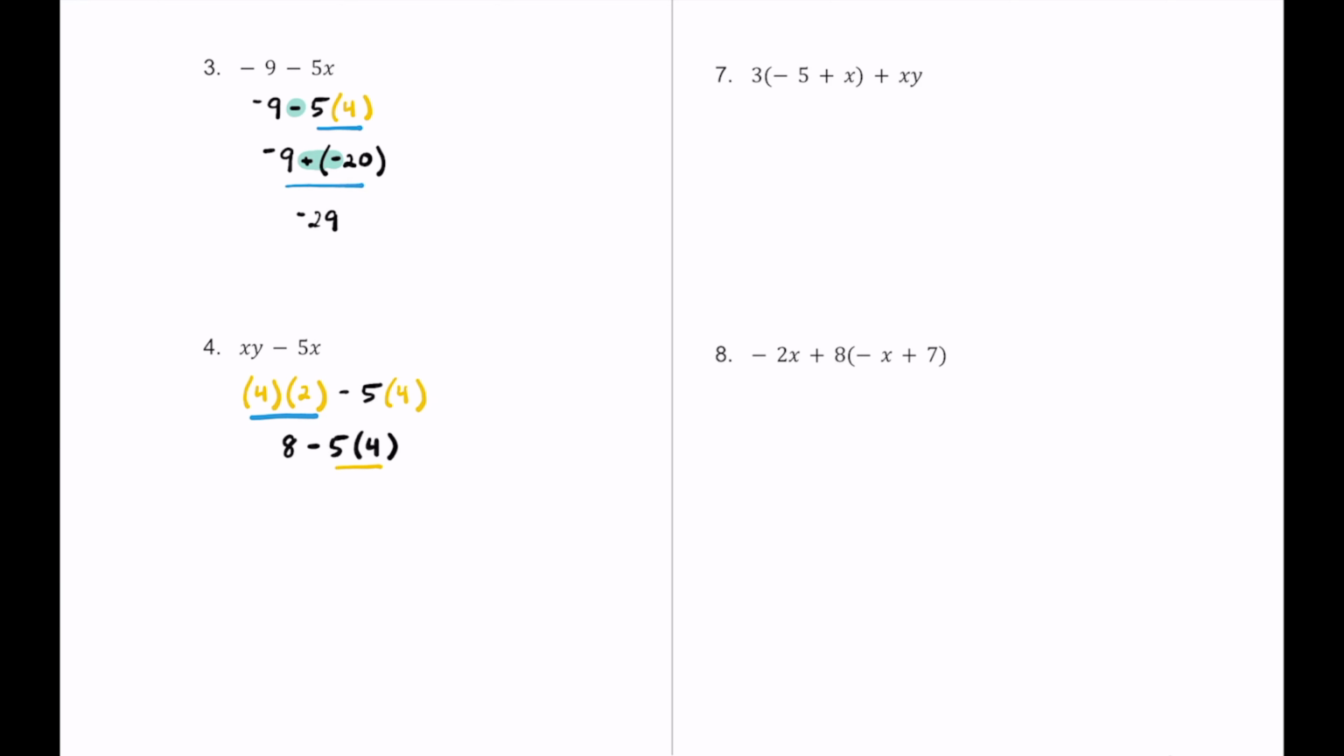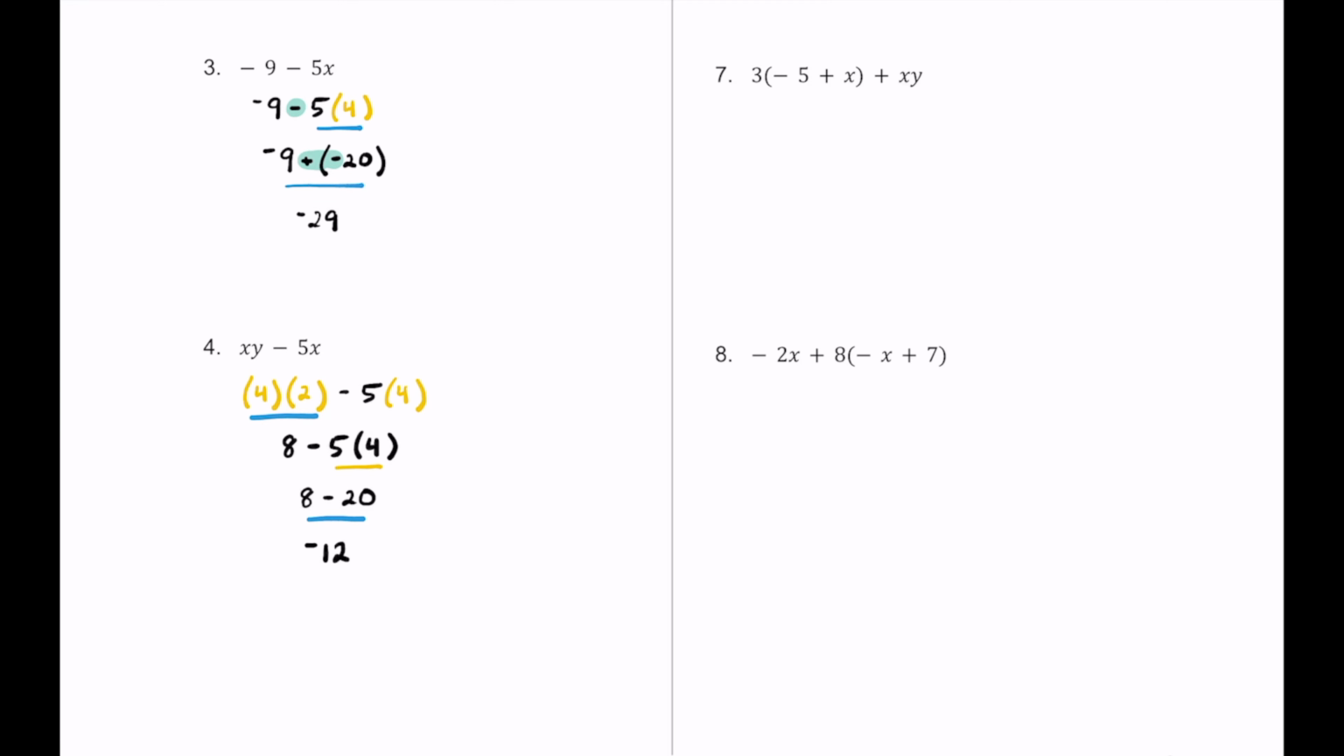5 times 4, that's equal to 20. So we really have 8 take away 20. Now 8 minus 20 is the same thing as 20 minus 8, just make it negative. So if we do 8 minus 20, that should be negative 12. So that would be the value of this expression if x was equal to 4 and y was equal to 2.